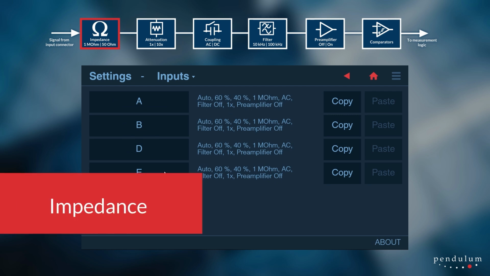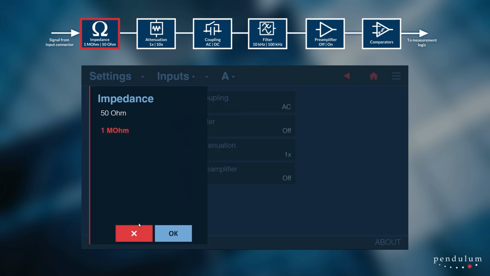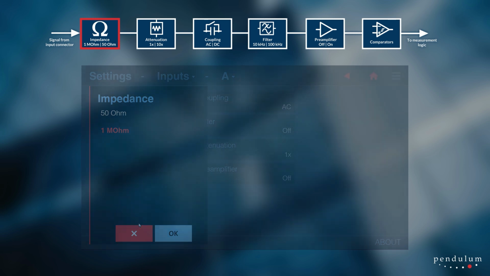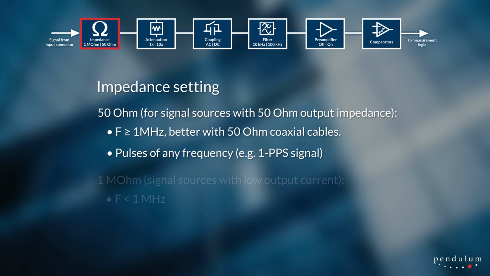The internal impedance of the instrument's input can be changed to match the impedance of the signal source. 50 ohm is usually a good choice if the output block of the signal source also has 50 ohm internal impedance. 50 ohm becomes a must when measuring frequencies above 1 MHz. Together with the use of a coaxial cable with 50 ohm characteristic impedance, this will reduce reflections and signal distortions. We also recommend using 50 ohms when measuring pulse signals. However, for weak signal sources with low current capability and low frequencies, you may prefer to use 1 megaohm mode to avoid overloading the source and distorting the signal.